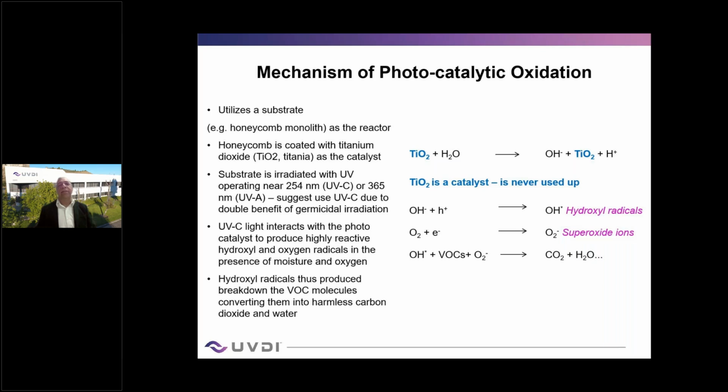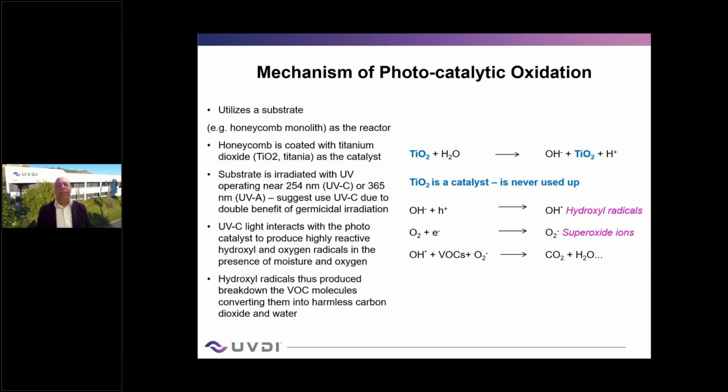This reaction occurs at ambient temperature, so you don't need high temperature, just regular temperature. As the catalyst is activated by UV, and of course you need moisture, the moisture levels inside the air handling system are enough for it to be broken down into really powerful oxidants, which are hydroxyl radicals and superoxide ions. Very powerful oxidizing reactions. They're actually even more powerful than ozone. And what these do is they interact with all the VOCs and convert them into CO2 and water.